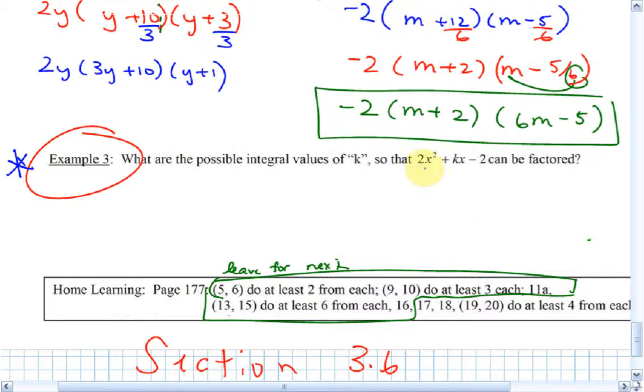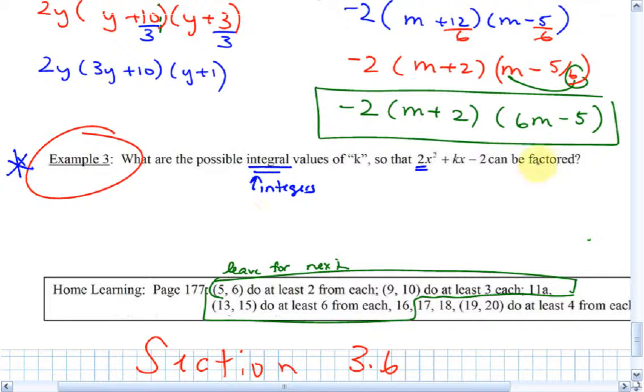Okay, and notice the question here, the factoring has this value of a, which is 2. So we're going to have to do that more complicated factoring method, the choose method, decomposition, guess and check, that kind of stuff. The question here says this: what are the possible integral values? Integral means they have to be integers. Okay? So 0, 1, 2, 3, or -1, -2, -3.